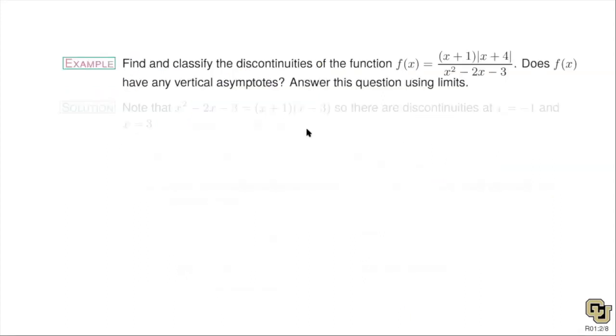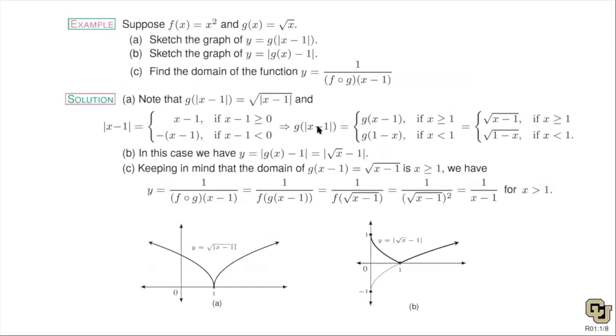So I have a question. Yes, please. Yes, me too. For C, why is the domain x greater than or equal to 1?